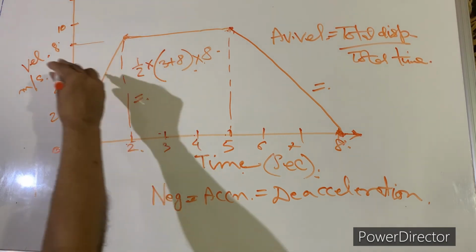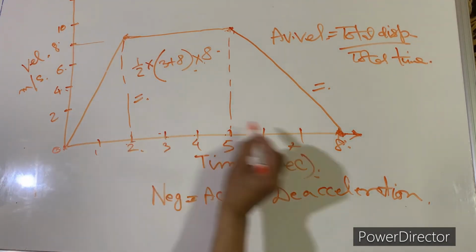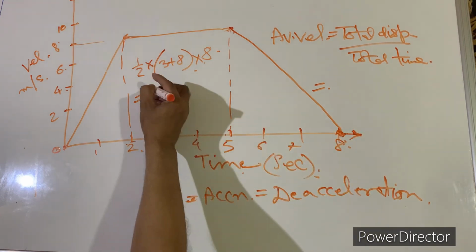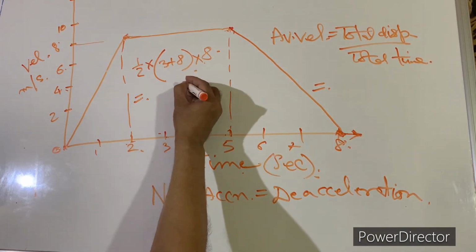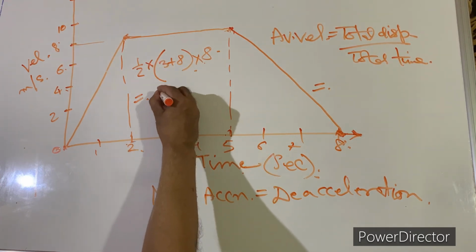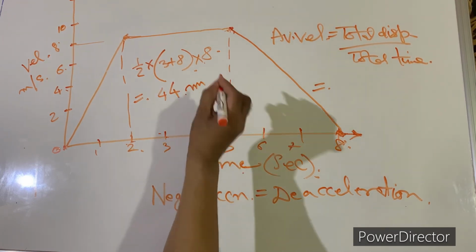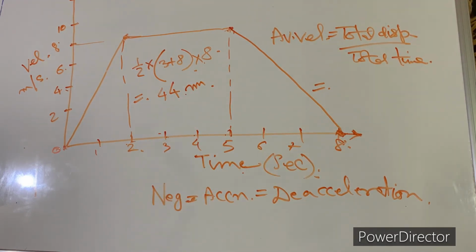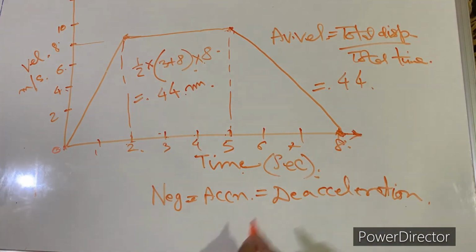Hence, the area of this trapezium is equal to the total displacement of the body from this point to this point. That will come out to 8 plus 3 is 11. 11 into 8 is 88. Half of 88 is equal to 44. Therefore, the displacement of the body is equal to 44 meters.